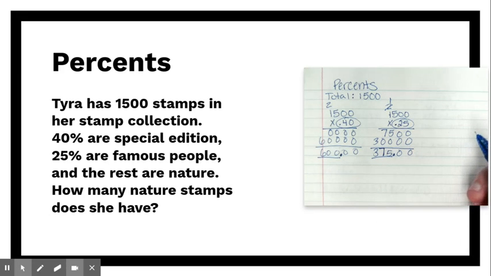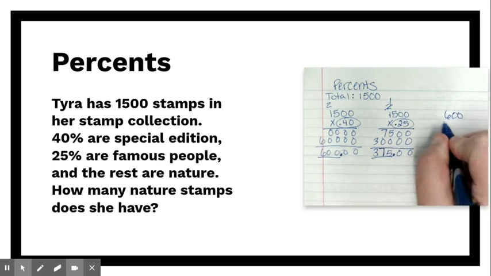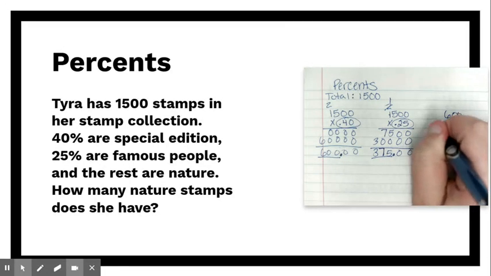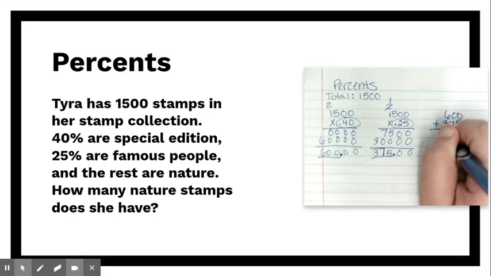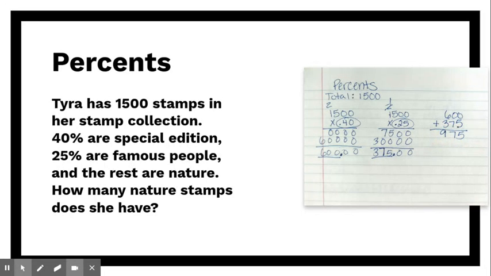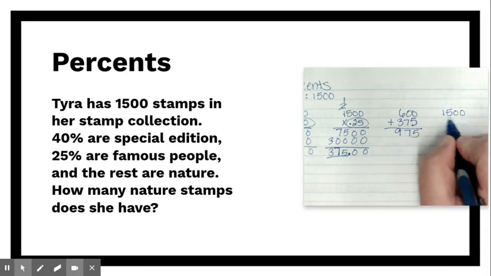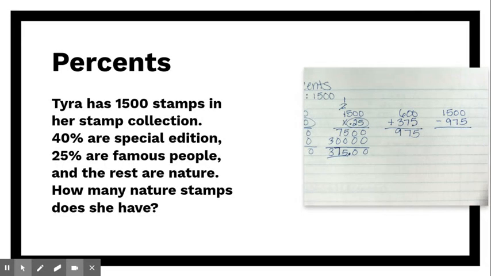So that's what we're trying to find. We don't know how many nature stamps there are, so we're trying to find out how many there are. So if I know there's 600 special edition, 375 famous people, okay, I'm going to add to see how much I have there. 5, 7, 6 plus 3 is 9. Okay. And then I'm going to subtract that from my total, because when it says the rest, that means we're subtracting to find how much the rest are. Okay. And then that answer will be our answer.